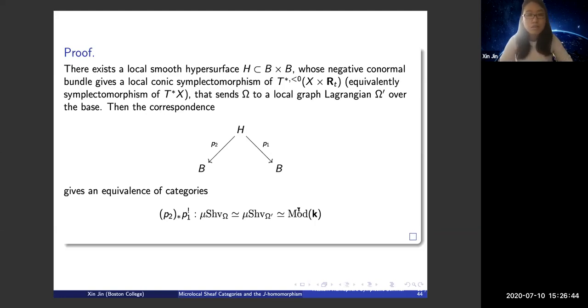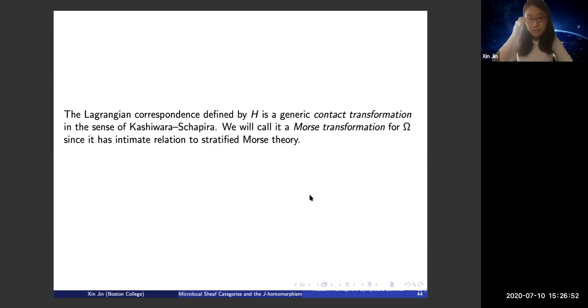So any questions? Okay, great. So maybe we'll just give a name for this correspondence. This H, we call it a generic contact transformation in the sense of Kashiwara Schapira. They call this contact transformation. Really this H is generic, and it's related to stratified Morse theory, and we'll call it a Morse transformation for omega.